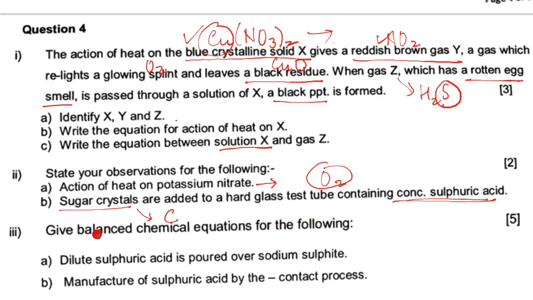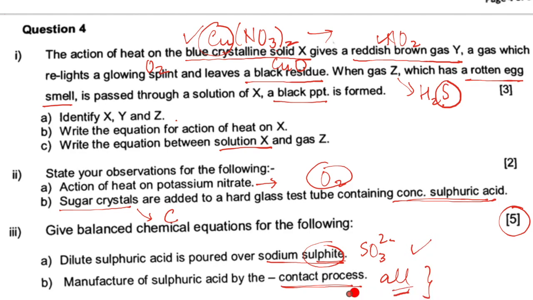Then we come to the third part. Give balanced chemical equations for the following. Dilute sulfuric acid on sodium sulfite, that will be SO3 2- radical sulfite, so Na2SO3. And the manufacture of sulfuric acid by contact process, here we'll have to write all the reactions. So total there are 5 marks here. So there will be 1 mark for this and 4 marks for the reactions of contact process.